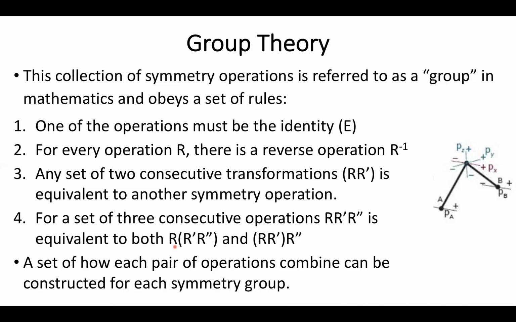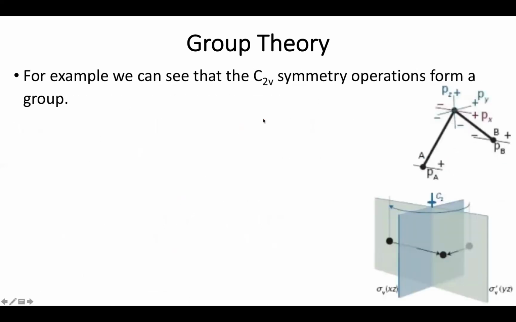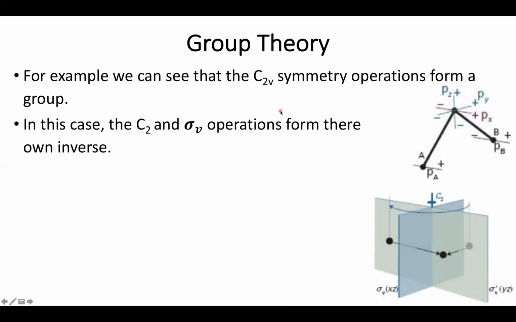So let's go ahead and apply this to our C2V point group. We can see that all of these four operations from my C2V point group actually do form a mathematical group. One of the things we should note is that C2 and our sigma V operations will always form their own inverse. So if I follow a C2 rotation with another C2 rotation, I'll get back to where I started. And the same thing also happens with the mirror planes.